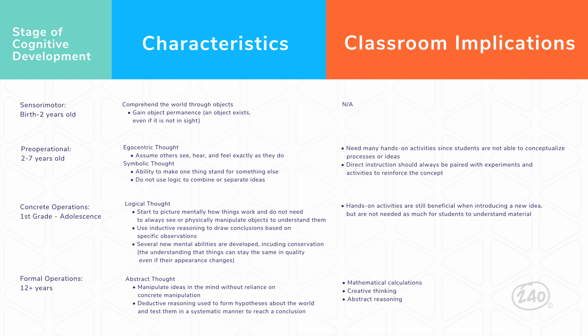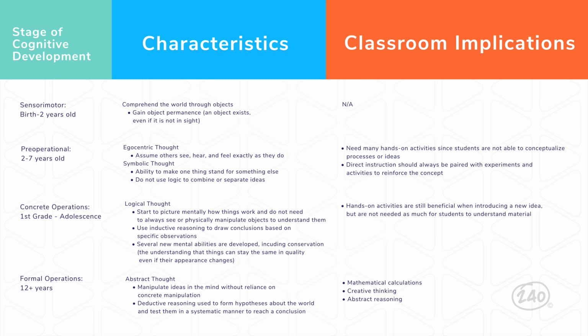From birth to 2 years old, children comprehend the world through objects and gain object permanence. For example, an object exists even if it's not in sight. From 2 to 7 years old, they head into egocentric thought. This means they believe others see, hear, and feel exactly as they do. They also begin to understand symbolic thought, or the idea of one thing standing in for something else. However, they don't use logic to combine or separate ideas.